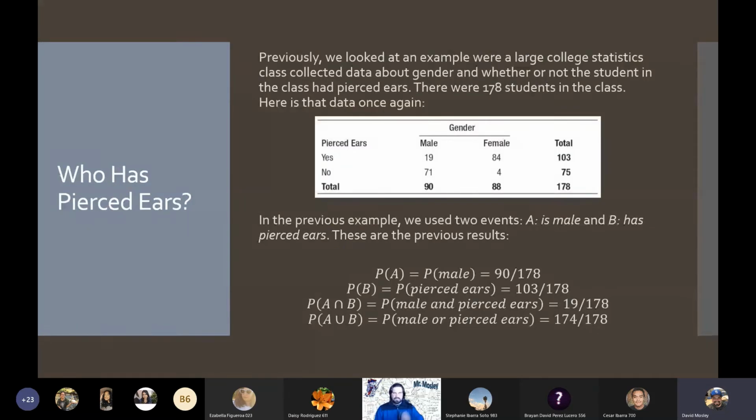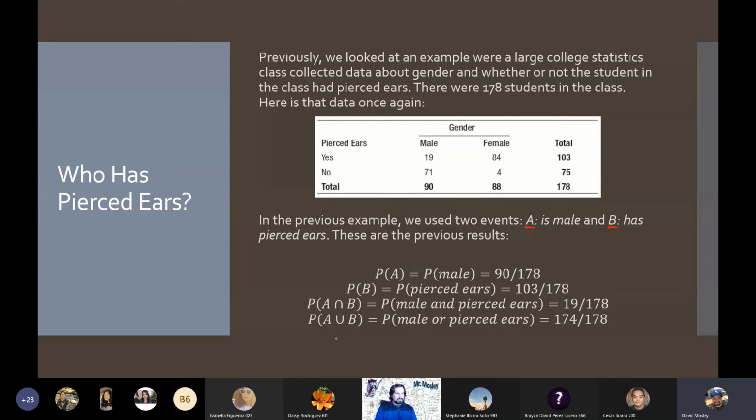So then, previous example we have here with who has pierced ears. Previously, we looked at an example where a large college statistics class collected data about gender and whether or not the student in the class had pierced ears. There were 178 students in the class. Here's the data once again. Right, we have this two-way table showing gender and pierced ears. In the previous example, we used two events. We had event A, the student is male, and event B, that the student has pierced ears.